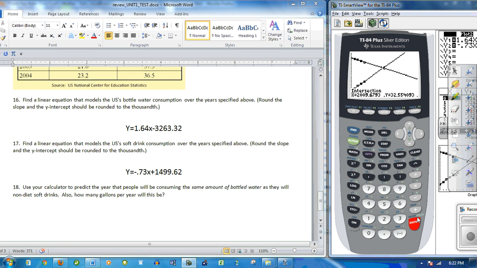And it says here the year is going to be 2009.67. I think that we could say 2009.7, which I guess would be 7/10 of the year through, so some amount of months through that's equivalent to 7/10. And the amount would seem that it's about 32.6 gallons of each being consumed.